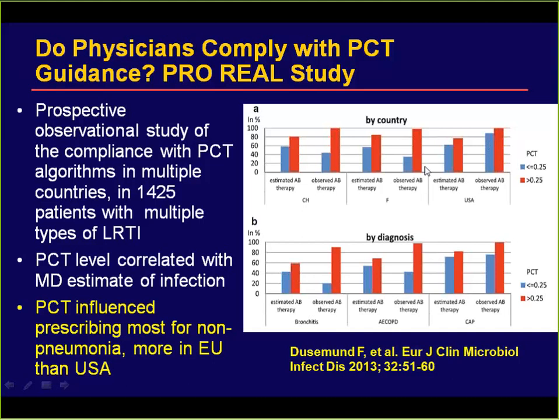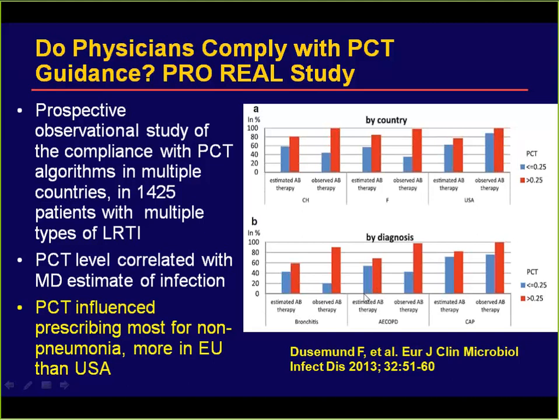In the United States, when the procalcitonin levels were low, they were actually using more antibiotics than predicted. In other words, in general, in the United States compared to Europe, doctors did not believe enough in the procalcitonin level to not give antibiotics even when the levels were low, which is exactly the kind of finding we had in our study. If you looked at it by diagnosis, the same thing.